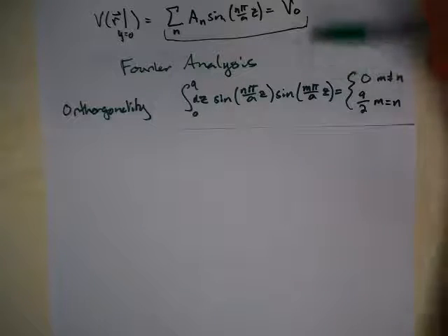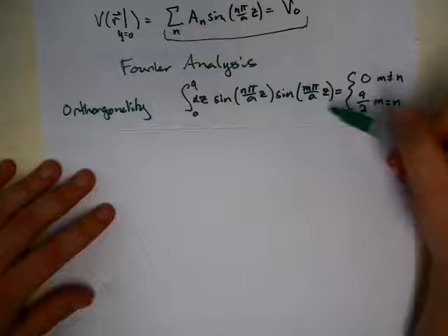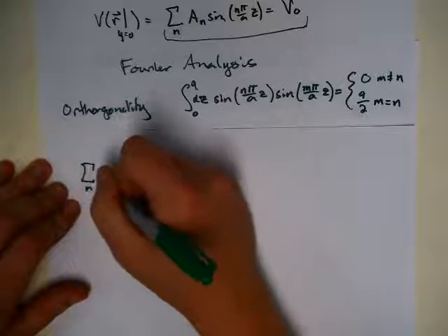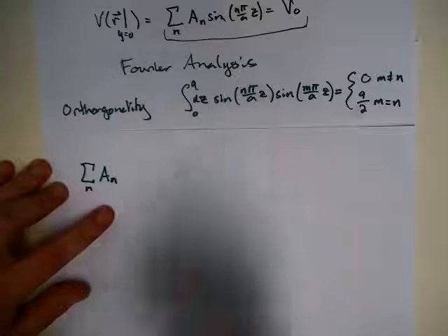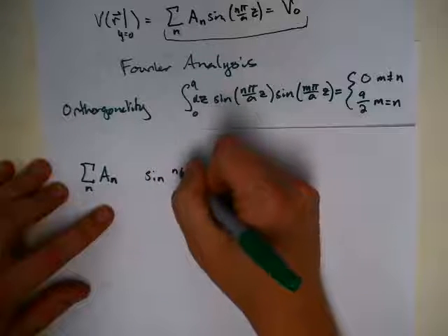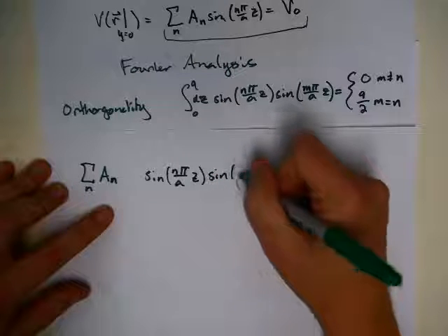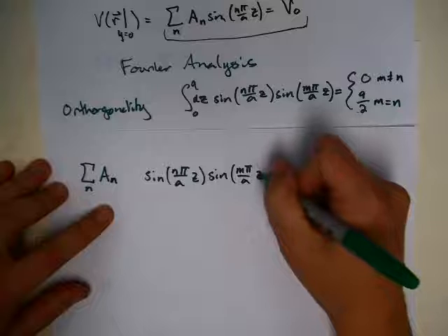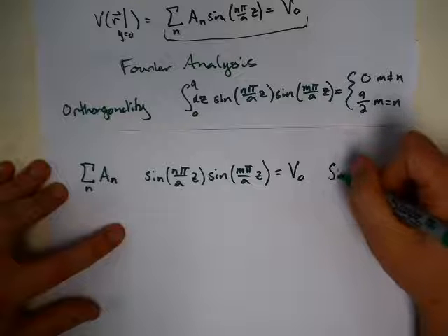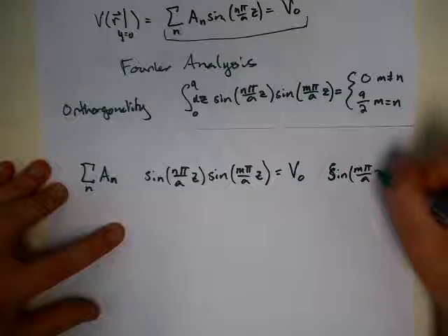So what we're going to do is use this to find these a_n's. In order to do that, I need to multiply both sides by sine of m pi over a times z. So this is going to give me a sum over n, a_n, and then I'm going to leave some space here, sine of n pi over a times z, and here's what I'm adding, sine of m pi over a times z. This is going to be equal to this V naught, and I'm going to add this sine of m pi over a times z.